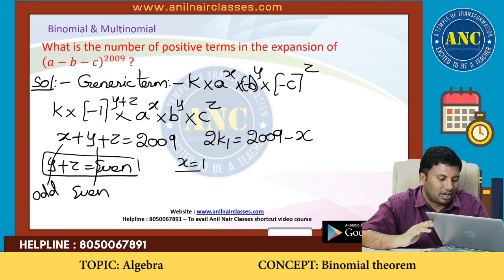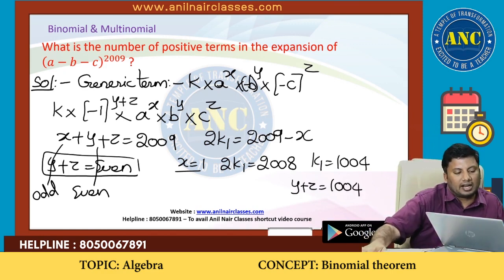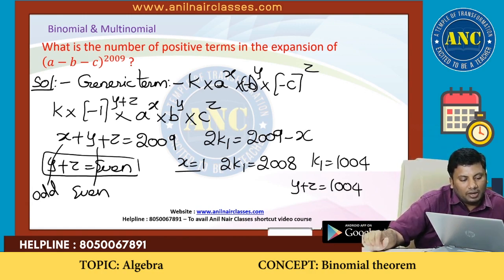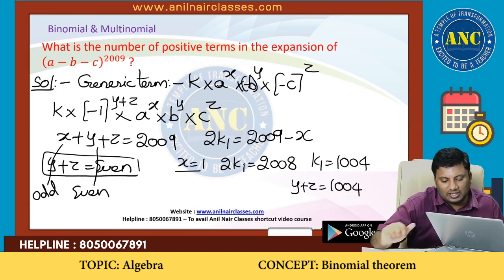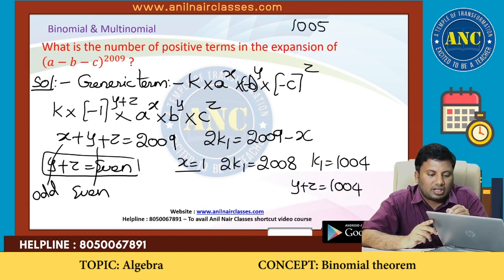If x is 1, 2k1 equals 2008. K1 equals 1004. Are you all with me? Y plus z equals 1004. Is the idea clear? Y plus z is 2009 minus x. Y plus z is even. Only when y plus z is even, minus 1 power it will become 1. Right? Y plus z even, x is odd. X is 1, so y plus z is 1004. 1004 plus 2, 1006. I got 1005.